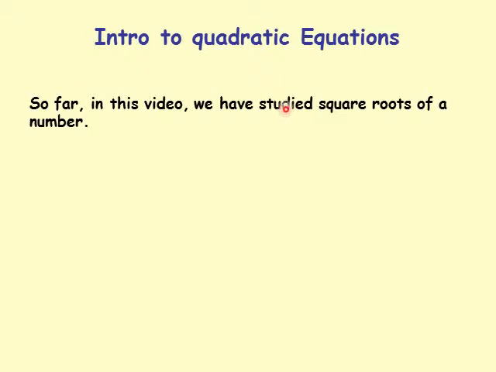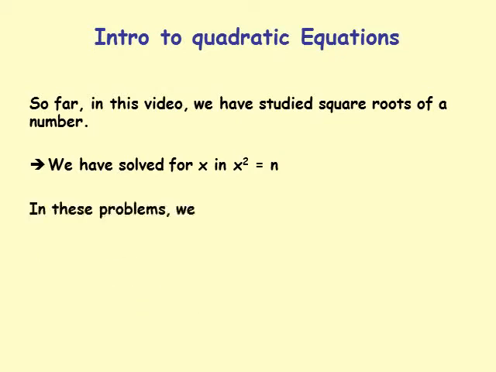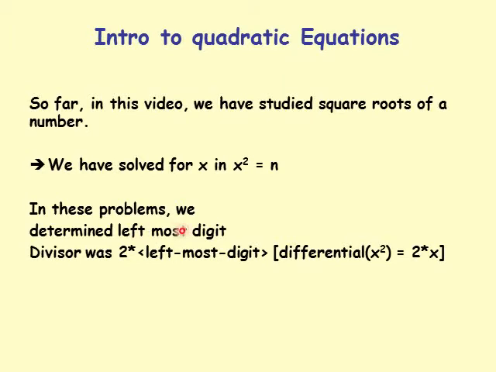So far in this video we have studied the square root of a number. That problem is where we try to solve for x in a x squared equal n. In these problems we determined the leftmost digit. This is what we did. The divisor was twice that number, which is also the first differential of x squared. That is x squared here, and the first differential is 2 times x. We found the first digit of x, and we used twice that as a divisor.